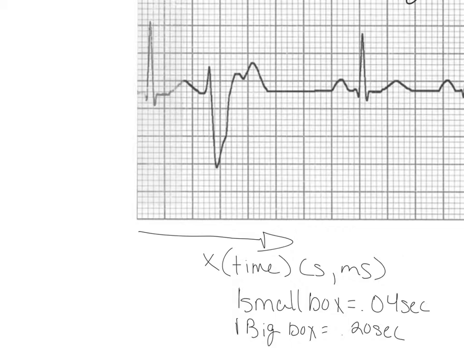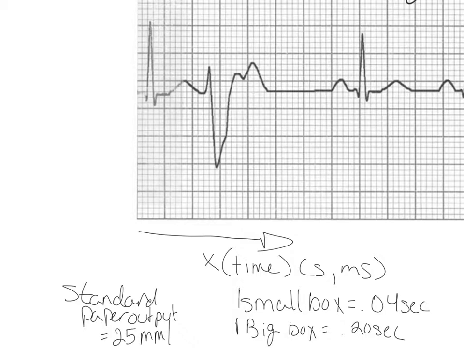So I'm going to put it over here to the side. Standard paper output is equal to 25 millimeters per second. Okay, standard paper output is equal to 25 millimeters per second. If this is true, then these are going to remain true.